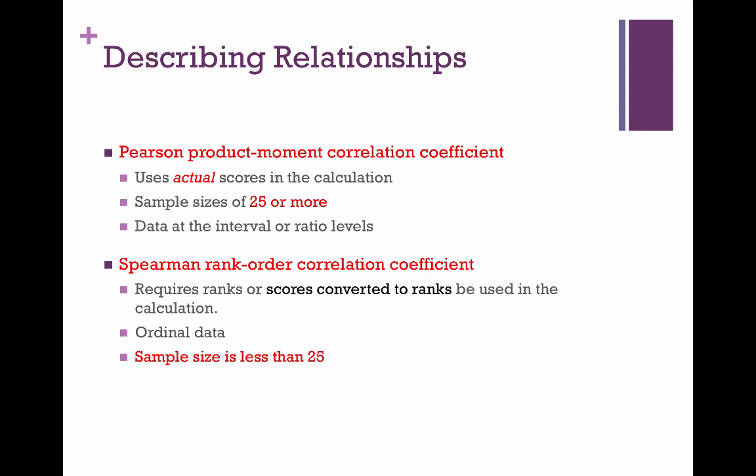The Pearson Product is for parametric statistics, so larger samples and interval or ratio scales of measurement. With the Spearman rank order, we're looking at nominal or ordinal scales of measurement. So the scores need to be converted to ranks, ordinal data, samples less than 25, so fewer than 25 subjects. That's how you decide what statistic you're going to use based on your data, whether you can use a parametric statistic or a nonparametric statistic.